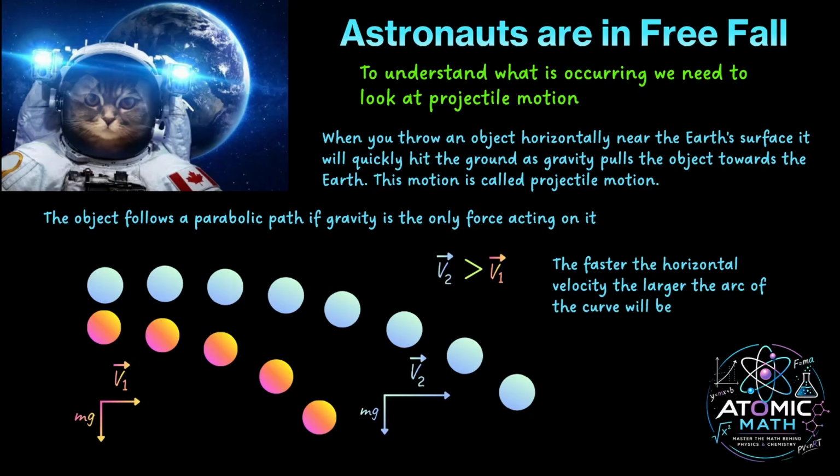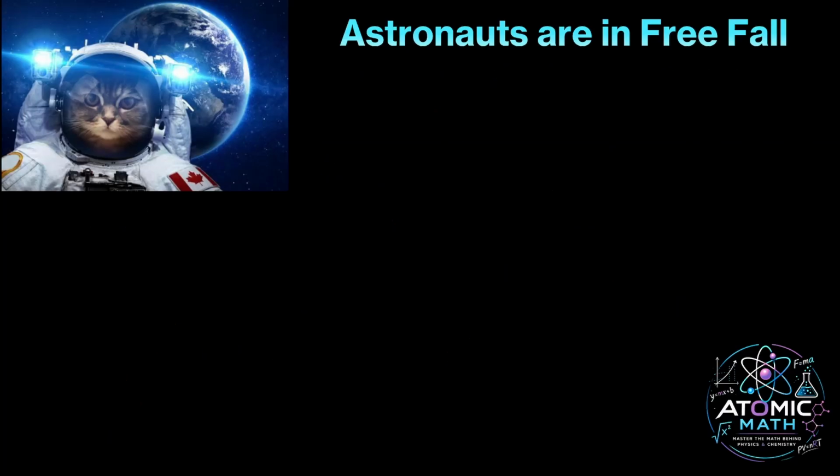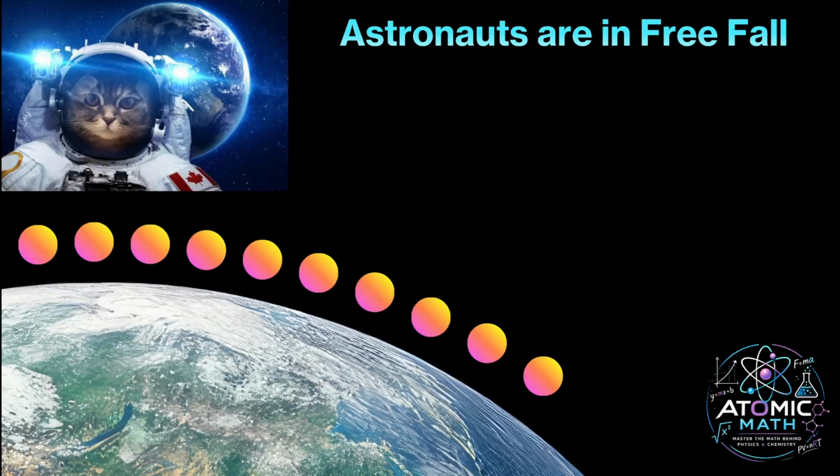And you can imagine if you kept throwing it harder and harder, making it faster and faster, eventually you would actually have an arc that is large enough to match the curvature of the Earth. So this is why astronauts appear as they're floating. They're actually falling around the Earth.